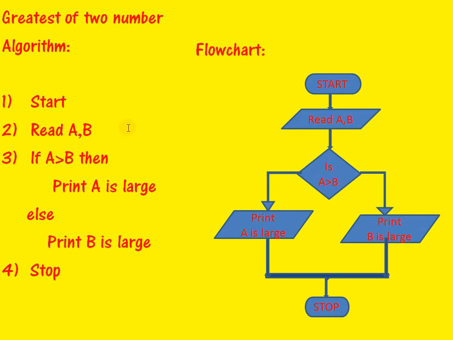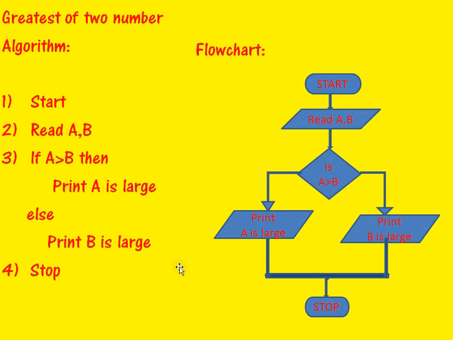First, the algorithm. Start, read the variables a and b. Third step, print, with a condition given. If a is greater than b, then print a is large, else print b is large. Fourth, stop the process. The same thing we represent with the flowchart. First, terminal, start. Second, read variables a and b. Third, a condition is given. If the condition is true, the first statement is printed. If the condition is false, the else statement is printed. After that, fourth, stop.